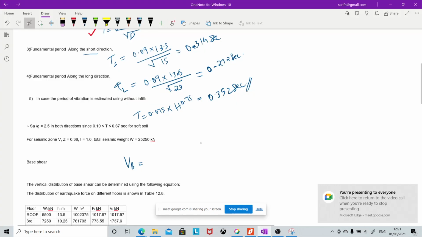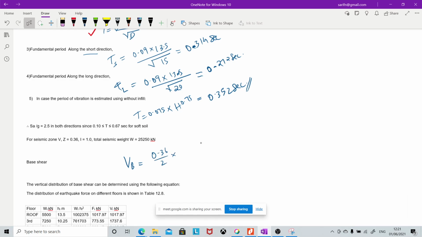Alpha H is nothing but Z by 2, where Z is 0.36, divided by 2, into I by R. I is the importance factor, which we took as 1. R, for a special moment resisting frame, is 5, multiplied by SA by G, and SA by G is 2.5. So this is alpha H, multiplied by W. W is the seismic weight. You simply add all the weights and you will get the seismic weight, that is 25250. If you simplify it, you will get the base shear value.